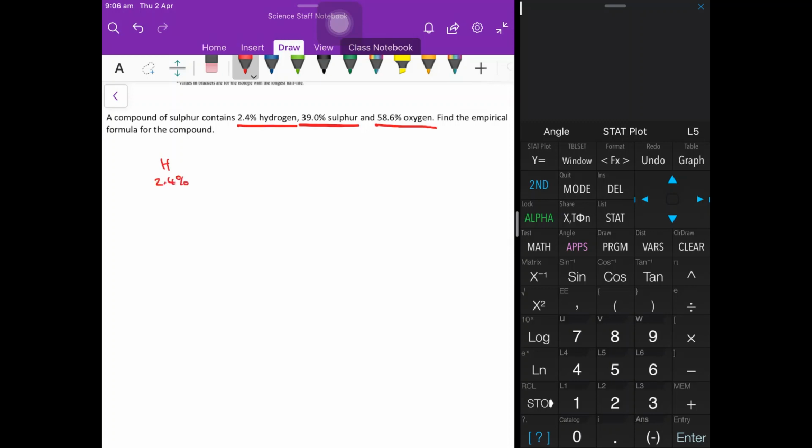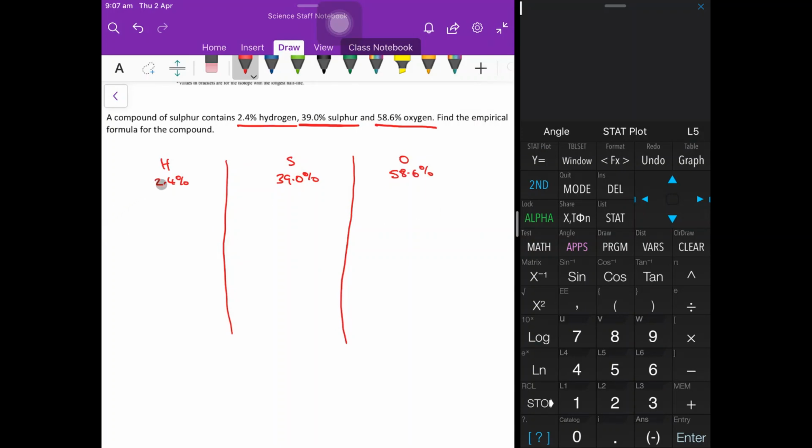Hydrogen, 2.4%, sulfur, 39.0%, oxygen, 58.6%. Now I'm going to be doing some calculations that involve just hydrogen, just sulfur, and just oxygen. So what I've done is I've split my working up into 3 columns to make that a bit more clear.